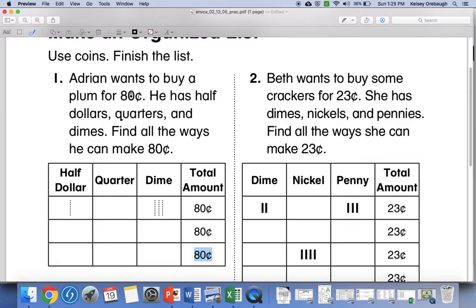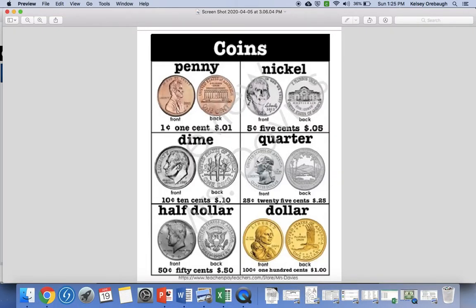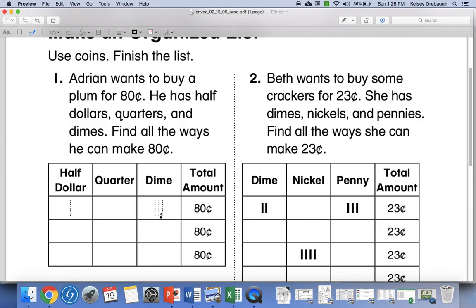So we know that the plum that Adrian wants costs 80 cents, and we know that the coins he has are half dollars, quarters, and dimes. So we have our table here with our half dollar, quarter, and dime columns, and then the total amount, which needs to be 80 cents since we're using exact change, okay? Let's review. A half dollar is worth 50 cents. He has quarters worth 25 cents, and he has dimes worth 10 cents. Half dollars, quarters, and dimes to make 80 cents, okay?